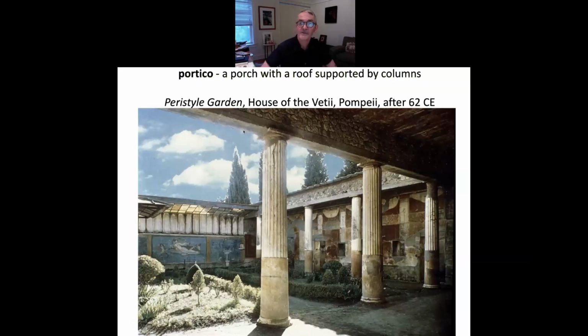Okay, so a portico is a porch with a roof supported by columns, and a peristyle garden is an interior garden. You can see frescoes; there are remnants of the frescoes on the walls. The eruption of Vesuvius burying this city very quickly preserved a lot of this very well.